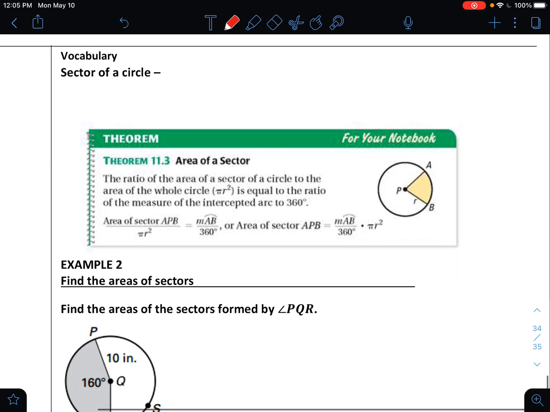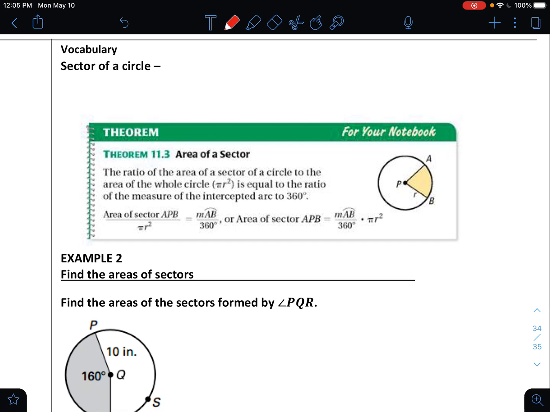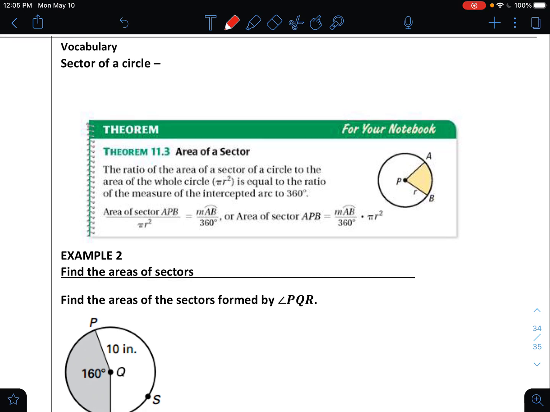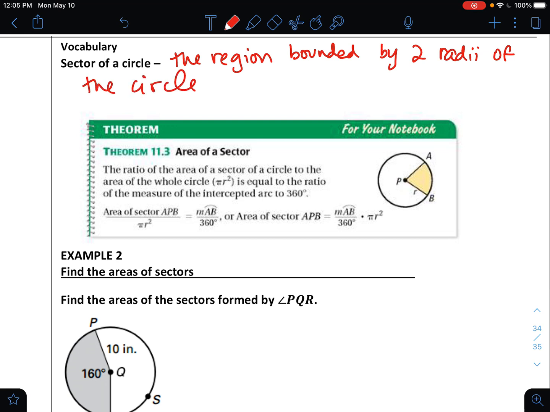Okay, let's go ahead and keep going here in this video. We are going to now focus on the sector of a circle. Let's have a definition here for what is a sector. A sector of a circle is the region bounded by 2 radii of the circle and their intercepted arc.